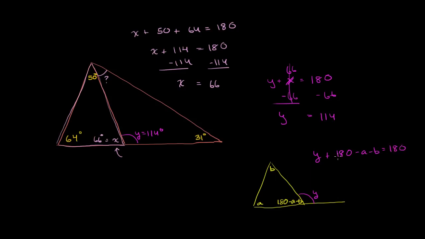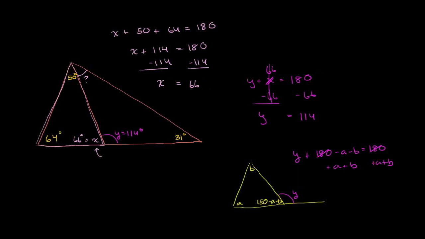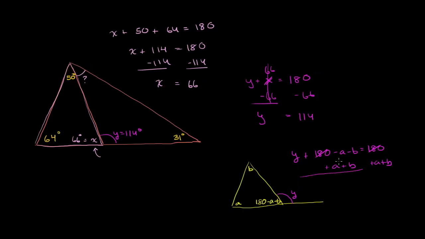180. You can subtract 180 from both sides. You can add a plus b to both sides. So plus a plus b, running out of space on the right-hand side. And then you're left with, these cancel out. On the left-hand side, you're left with y. On the right-hand side is equal to a plus b. So this is just a general property.